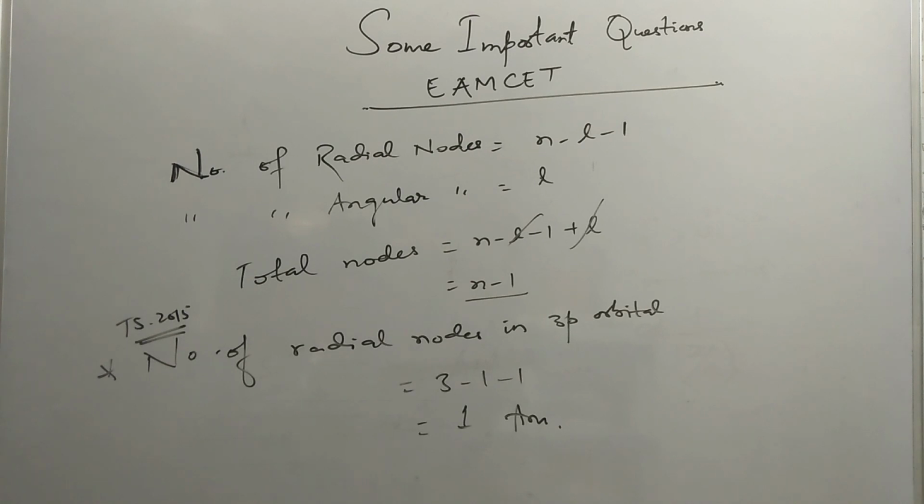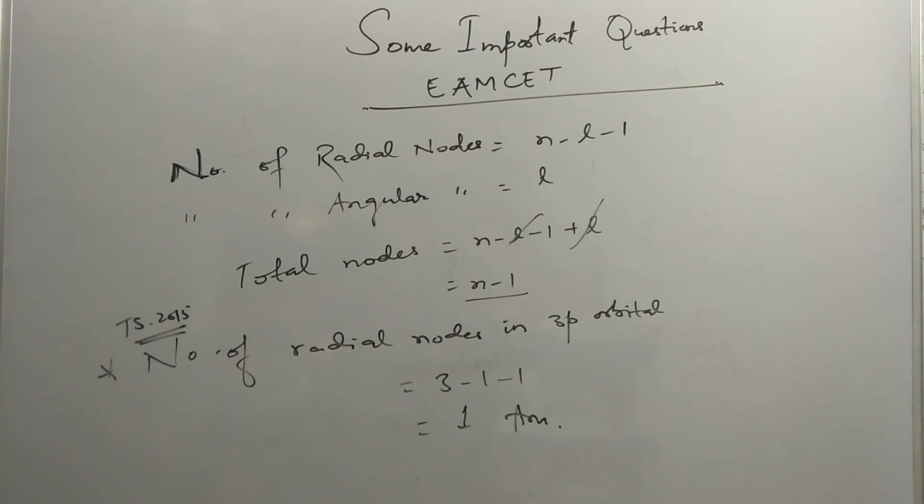Now coming to the next question, that is the number of radial nodes. So you have to remember the formula. The number of radial nodes is given by the principal quantum number minus the azimuthal quantum number minus 1. The number of angular nodes is equal to the azimuthal quantum number. If you want to calculate the total nodes, it is given by the number of radial nodes plus the number of angular nodes, so it is equal to n minus 1.